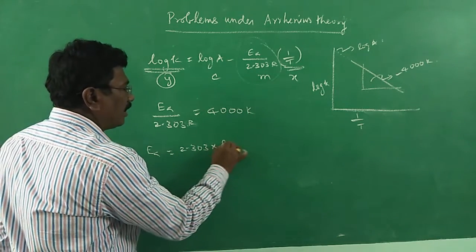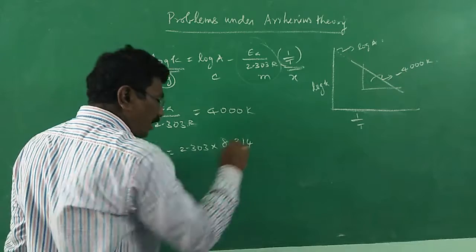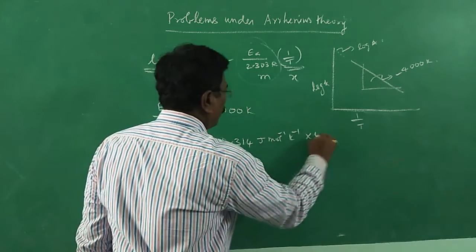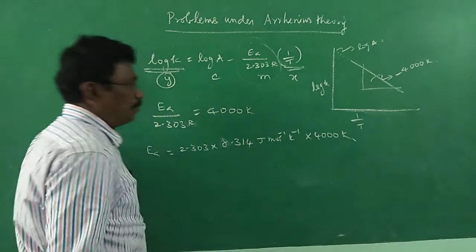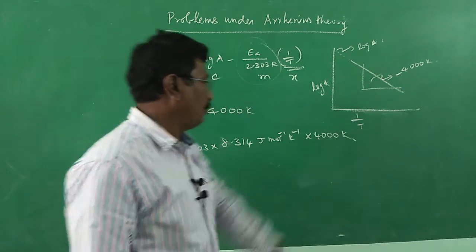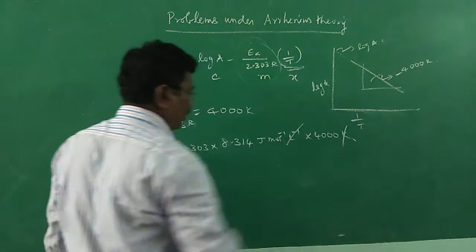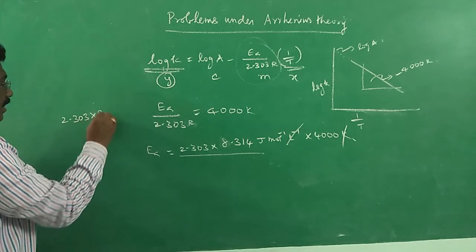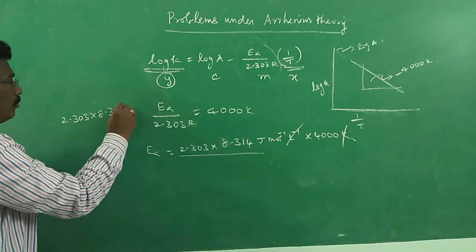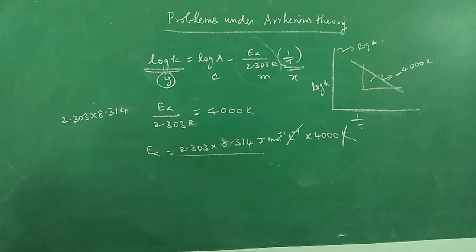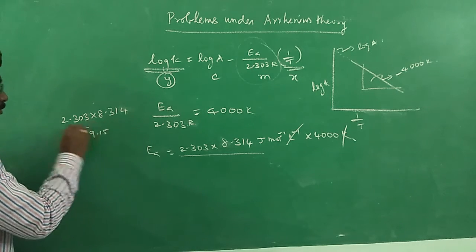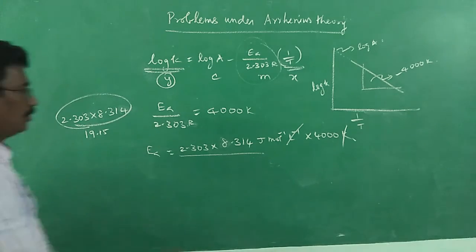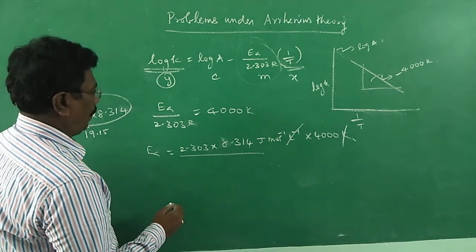What is the value of R? 8.314 joule per mole per Kelvin, into 4000 Kelvin. Again and again, recollect this. Because you will be getting the temperature in Kelvin, Kelvin and Kelvin must get cancelled. I gave you a clue: when 2.303 is multiplied with 8.314, the value may be about 19.15. That's the approximate value. So here it is 19.15.